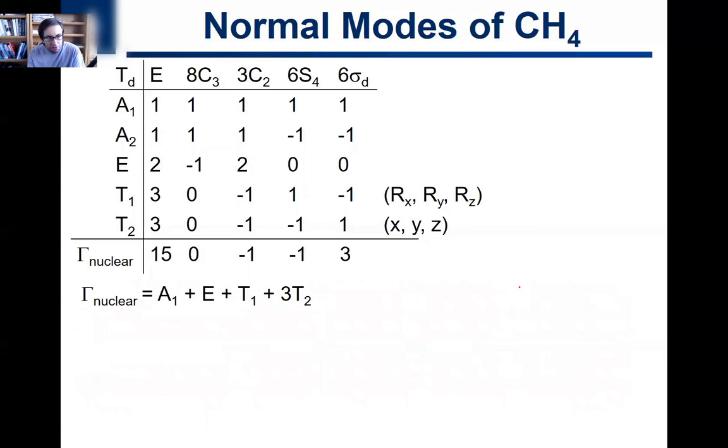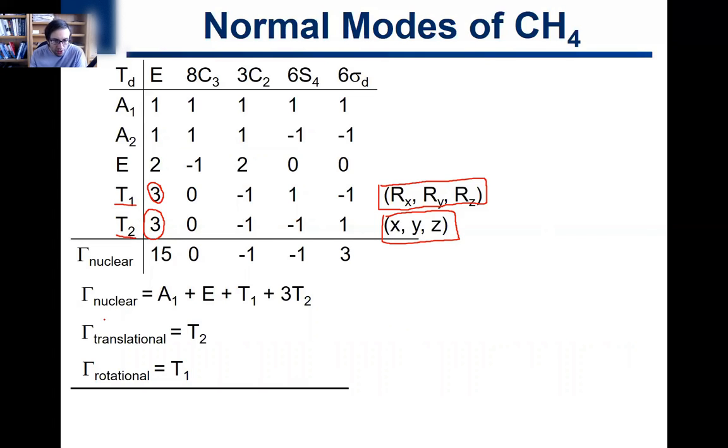So now we have to subtract off the rotational and the translational. And you can see that the rotational modes are actually triply degenerate. This has a dimension of 3. And so these are all degenerate, and they all transform as a T1 symmetry. Similarly, the 3 degrees of freedom for translation, x, y, and z functions, all transform as a triply degenerate T2 symmetry. And so we're just going to subtract those out.